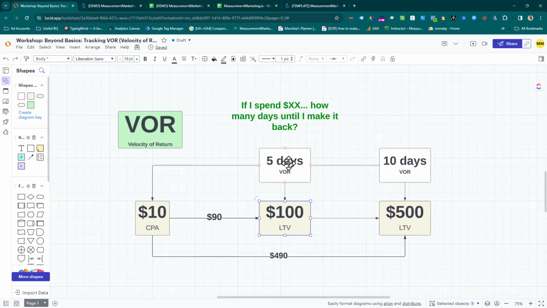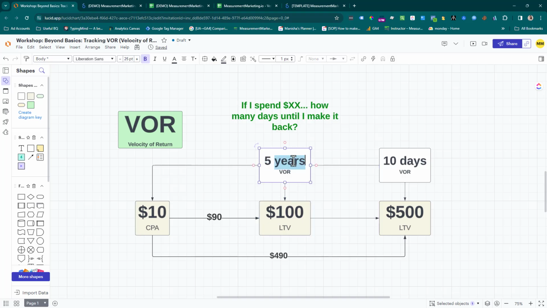Now, the key is how fast this happens. Say if I told you it's not 5 days, say it's 5 years, right? That's a very different equation for a business. Because that's saying you spend this $10 today and you have to wait 5 years to make the hundred, right? So you really have to think about that.